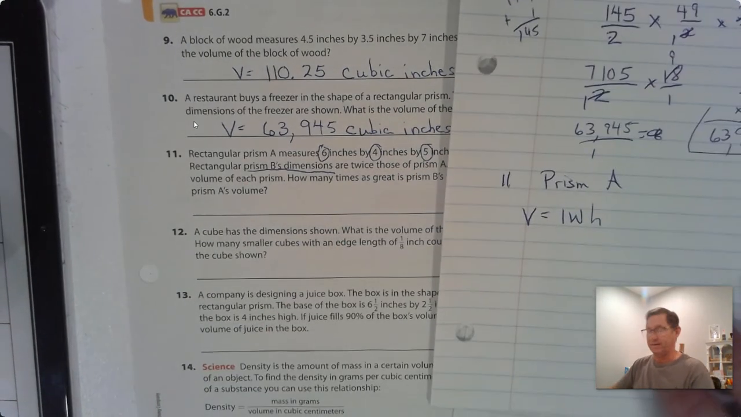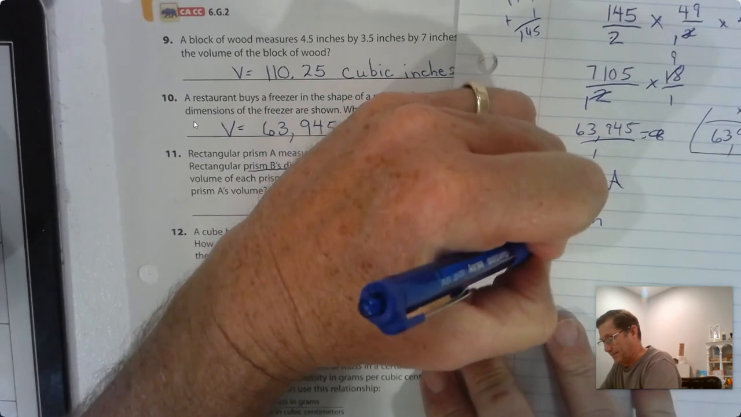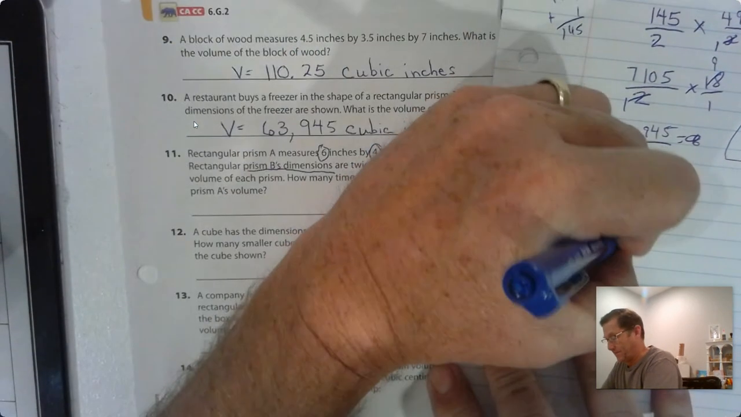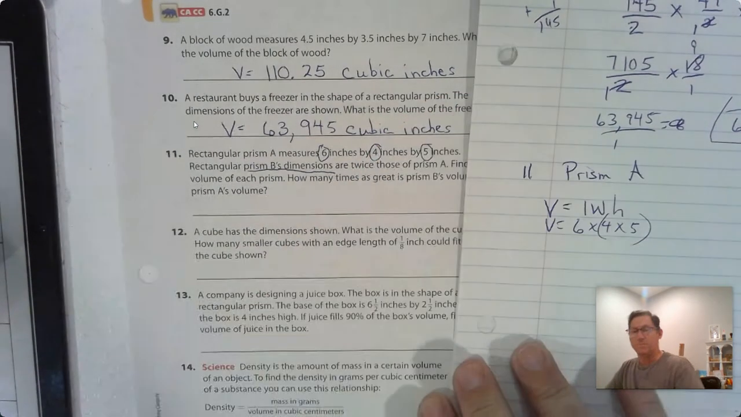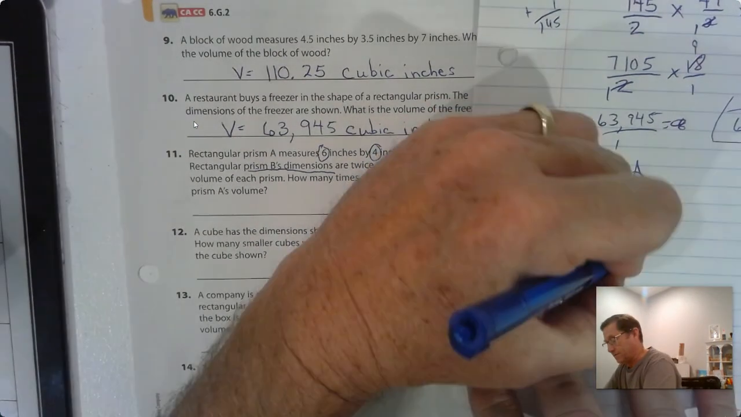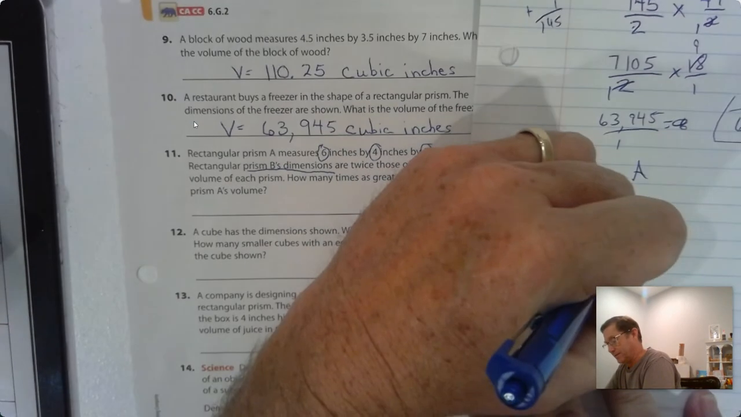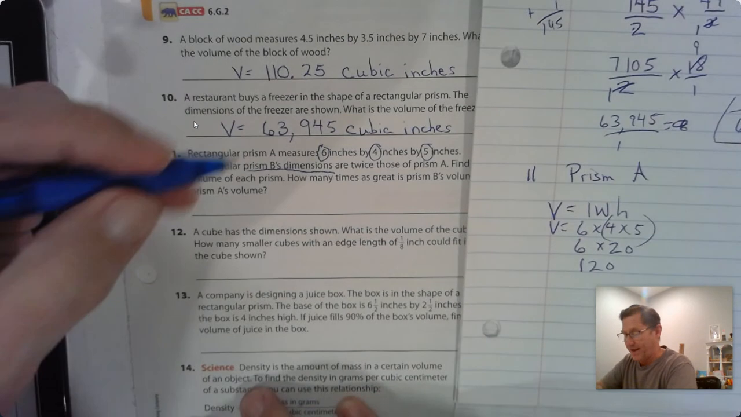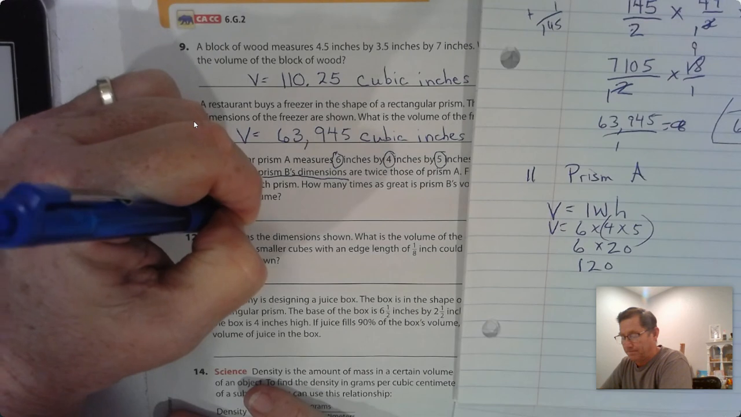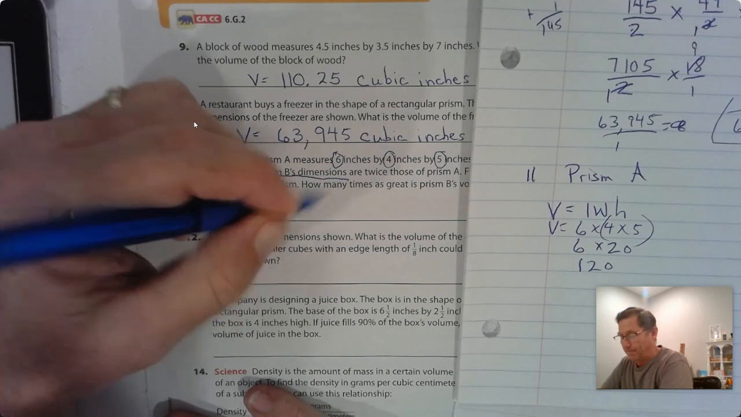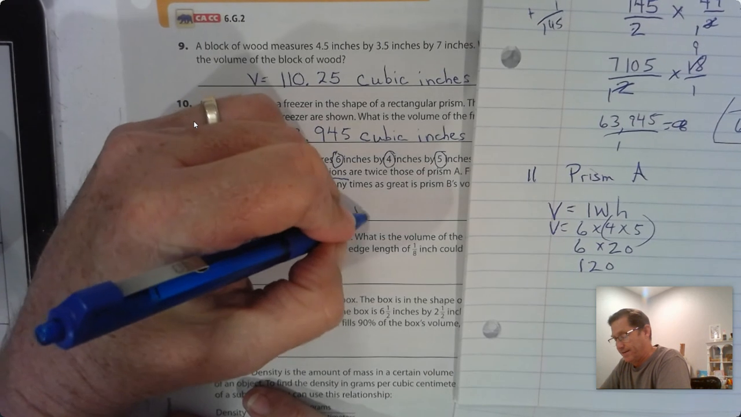All right, so prism A. So again, start with length times width times height, or base times height. And we have 6 times 4 times 5. Well, I'm going to go ahead and multiply 4 times 5 first. That gives me 20 times 6, and 20 times 6 is 120. So prism A equals 120 cubic inches.